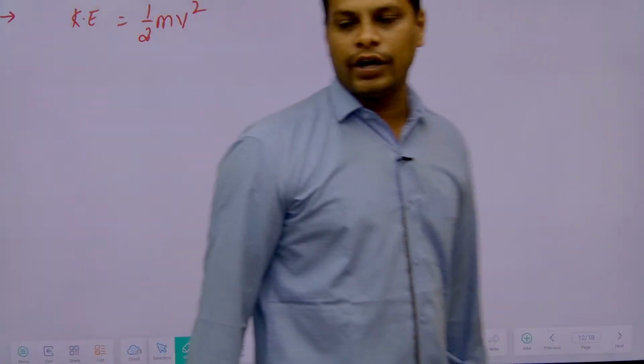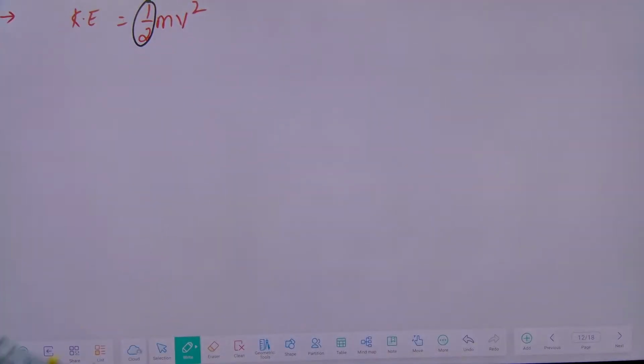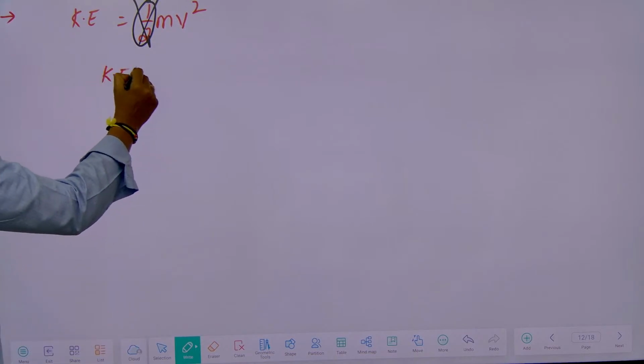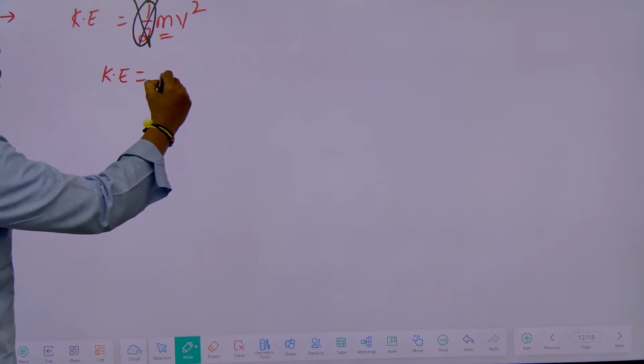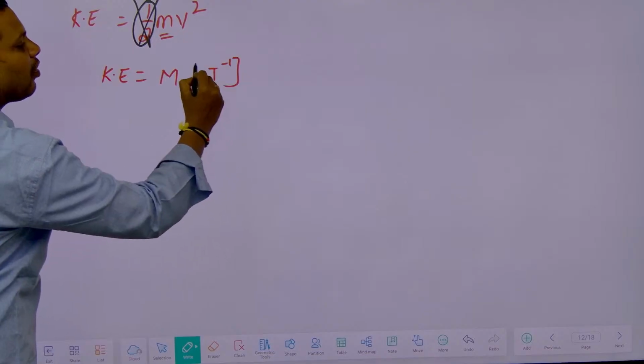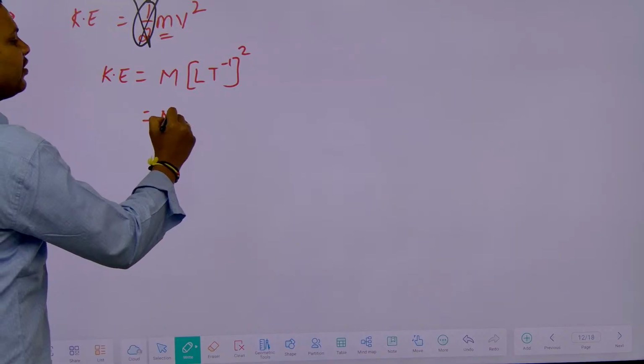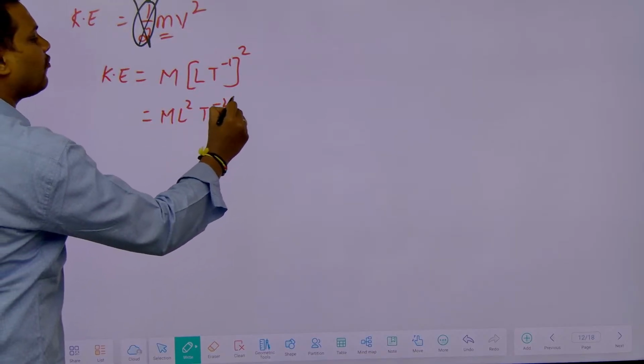Do we have the dimensional formula for half? No, there is no dimensional formula for half. Are you clear? Then how do we write the dimensional formula for kinetic energy? Mass dimensional formula M, velocity dimensional formula LT power of minus 1 whole square. Then you can write this as ML square T power of minus 2.